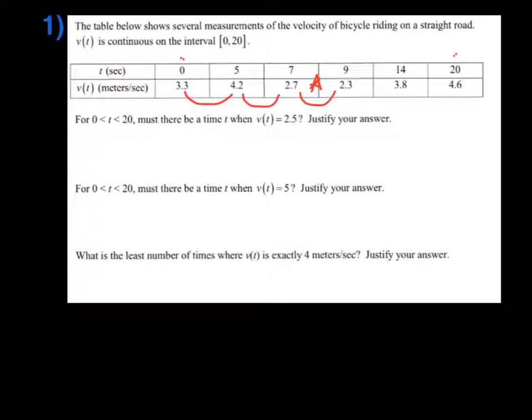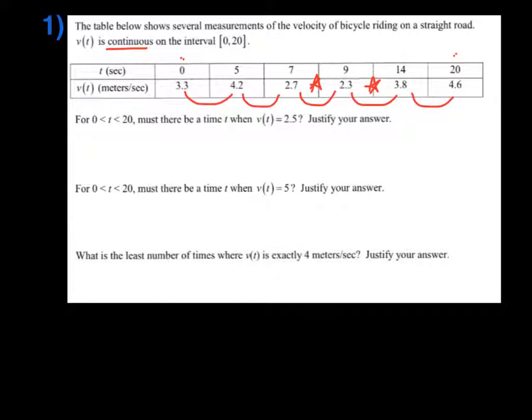Now, we don't just stop. We continue looking to see if there are any others. So, look at the next interval. Will 2.5 fall here? Yep, there is another spot where it's going to fall. And then lastly, between 3.8 and 4.6, no. So there are actually two t values when v of t will equal 2.5. And we know this because it's a continuous function, and the IVT tells us this.